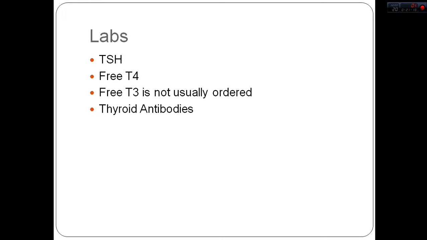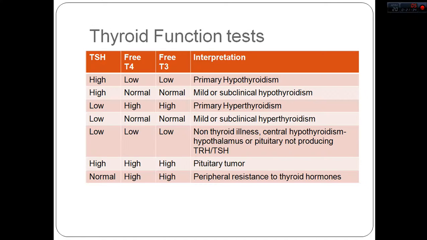Now let's look at some of the labs we will order as far as the thyroid gland is concerned. We will be ordering TSH, and we order free T4 and free T3, though very, very seldom. We also order the thyroid antibodies. Let's see how we can read these different results. Now we will be looking at the TSH, free T3 and free T4.